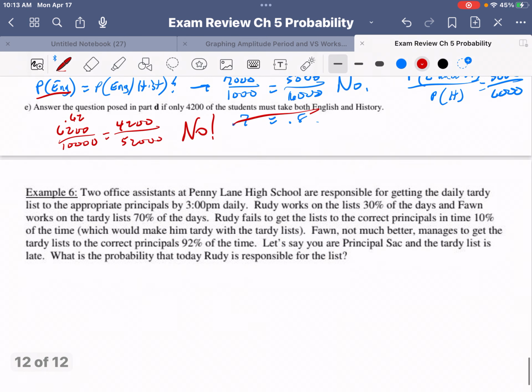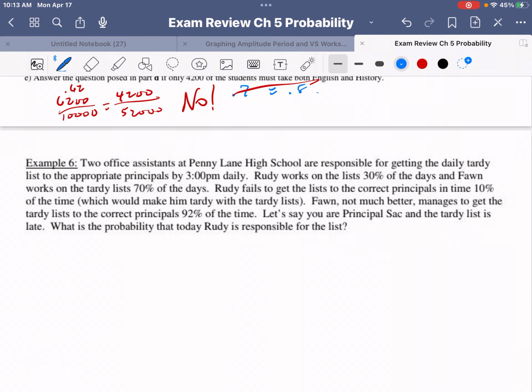Example 6. Two office assistants at this high school are responsible for getting the tardy list to the appropriate principals by 3 p.m. What good does that do, 3 p.m.? Rudy works on the list 30% of the time, so I wrote down P(Rudy) equals 0.3. Fawn works on the tardy list 70% of the day, so I'm going to put P(Fawn) equals 0.7. Okay, so they gave me that.